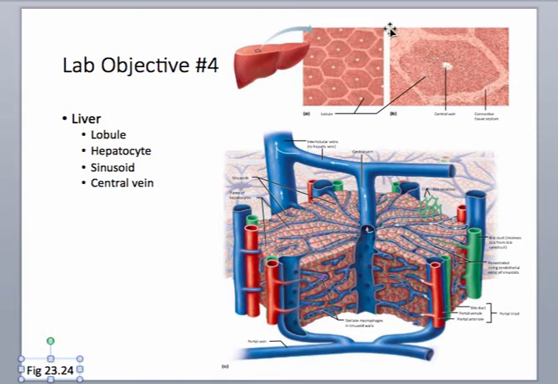And each one of the lobules is a hexagon shape and contains a hole in the middle for the central vein. If we look more closely at the picture itself of each lobule, we can see that there's little blocks of cells, and the cells are called hepatocytes. And then there are canals of blood vessels that link the blood vessels and link the cells, and those are called sinusoids.